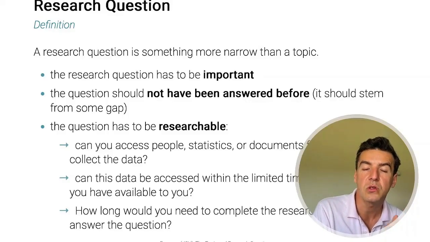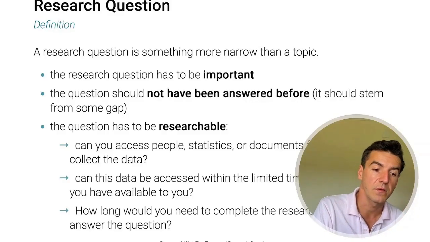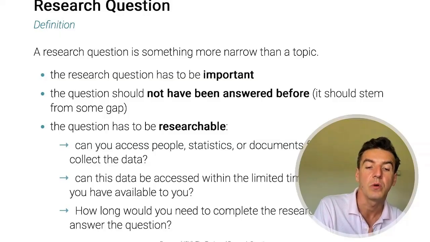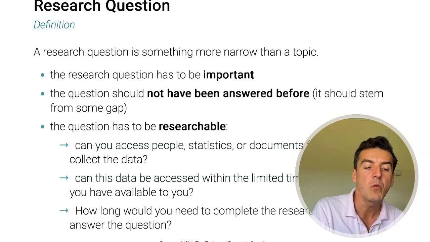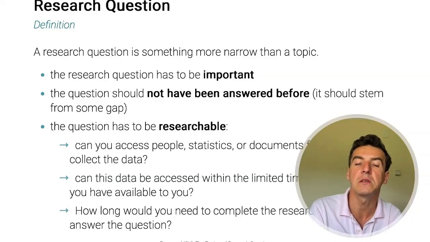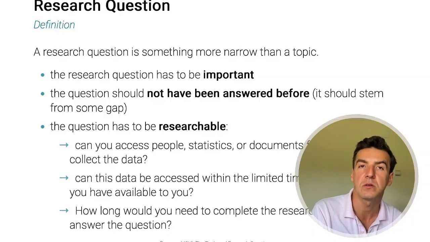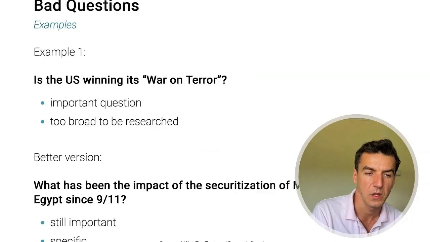When I say researchable, this means that you have to ask yourself, can you access people, statistics, or documents from where you could collect data? Can this data be accessed within the limited amount of time that you have in order to write the paper? How long would you need to complete the research necessary in order to answer the question?